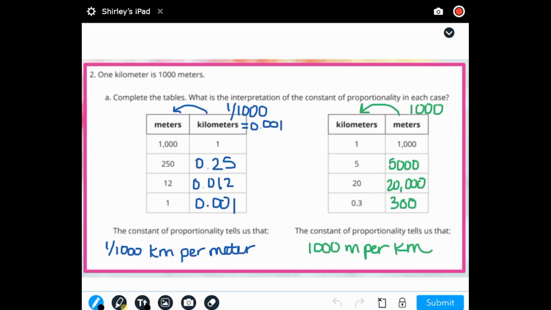For table A, I'm getting smaller. Table B, I'm getting bigger. So fill in those tables and then try and think about what your constant of proportionality would be. It's not going to be the same for both tables.